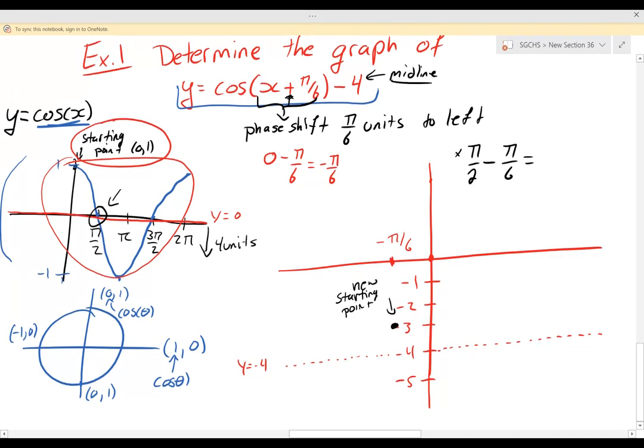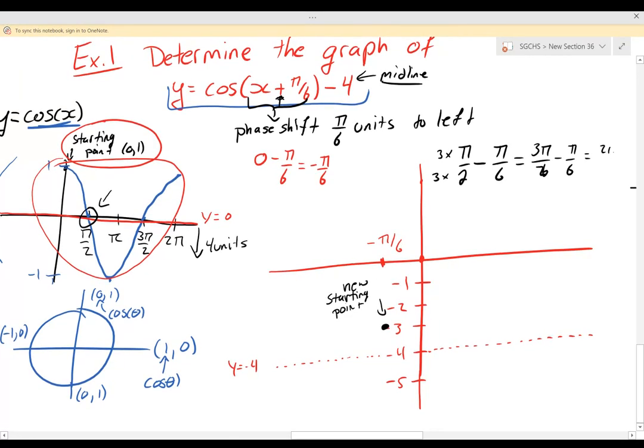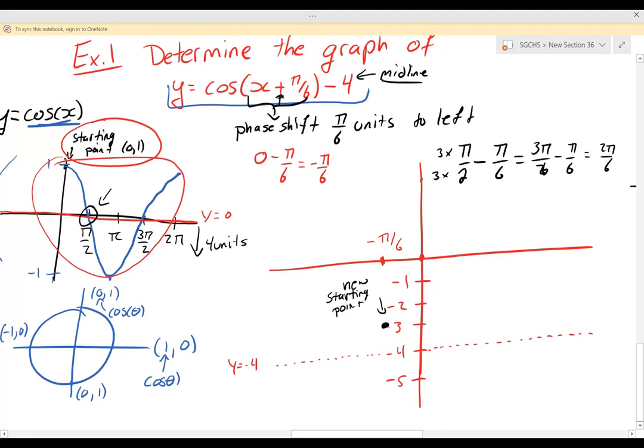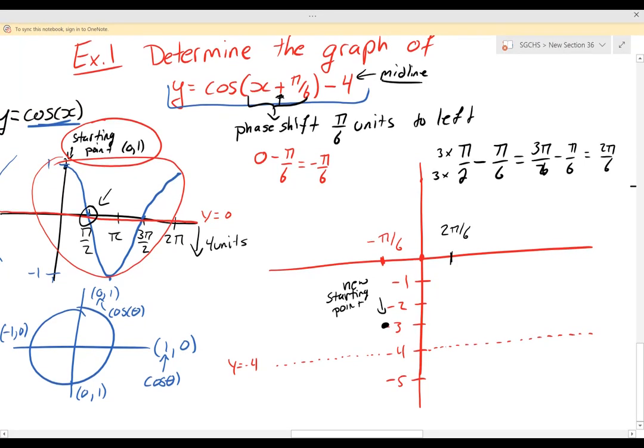So we can multiply the top and the bottom by 3 to get common denominators. So 3 pi over 2, over 6 minus pi over 6. So that gives us 2 pi over 6. So now we have 2 pi over 6 being our point here. So this point, I'm going to put it as 0.1, correlates to this point, 0.1.